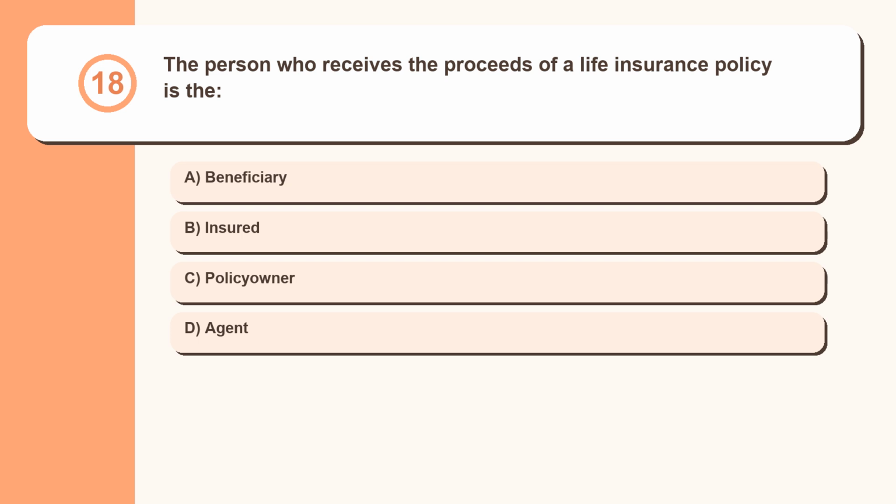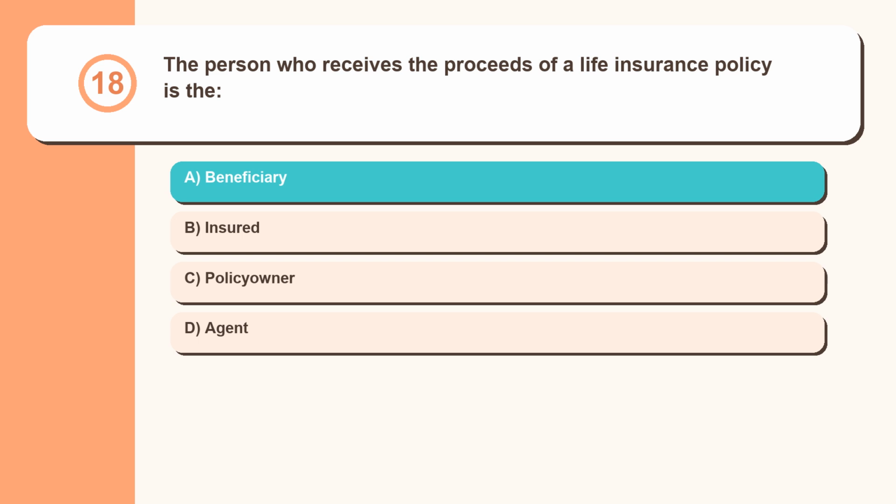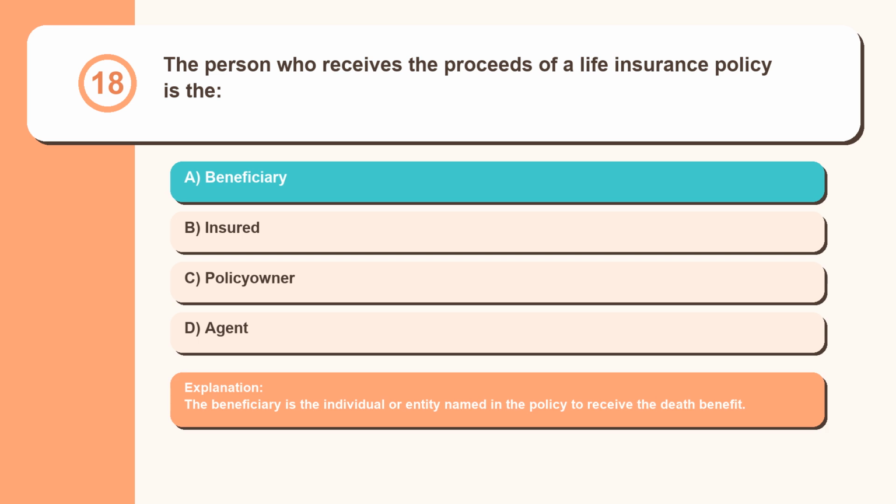Question 18. The person who receives the proceeds of a life insurance policy is the beneficiary, insured, policy owner, agent. The beneficiary is the individual or entity named in the policy to receive the death benefit.